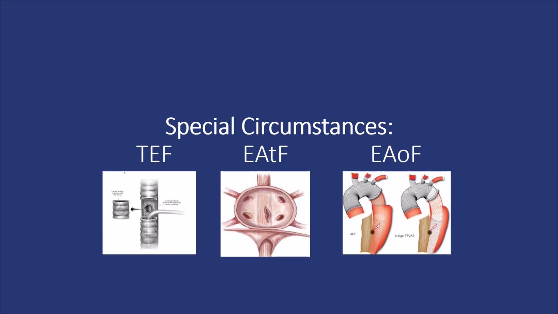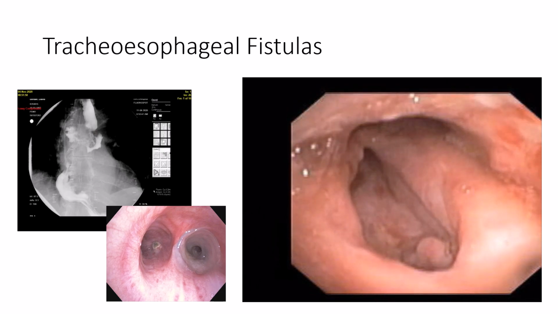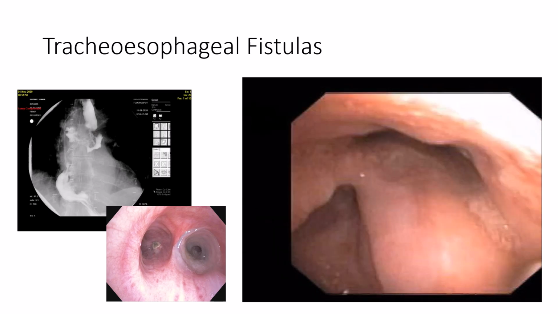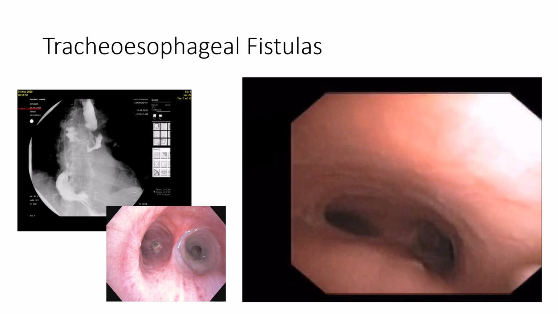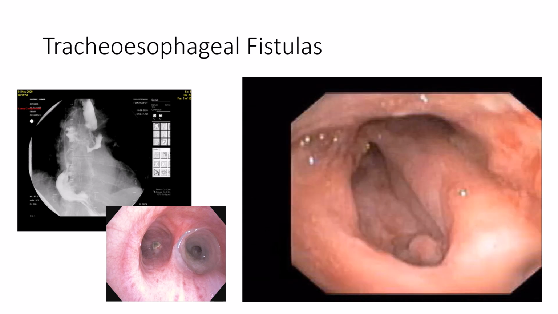There are some special circumstances whereby the patient may develop a tracheo-esophageal fistula, an esophago-atrial fistula, or an esophago-aortic fistula, and I will briefly review our approach for these. This is a patient who developed a tracheo-esophageal fistula. The fistula can be seen in the endoscopy to the right, and the swallow can be seen to the left. This patient was referred to me with a mid-thoracic tracheal fistula.